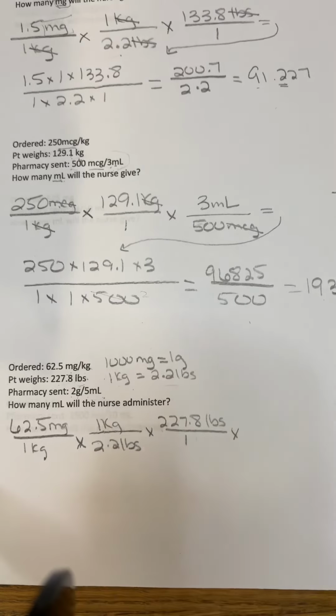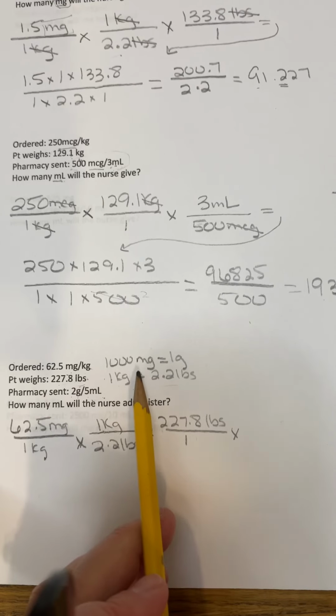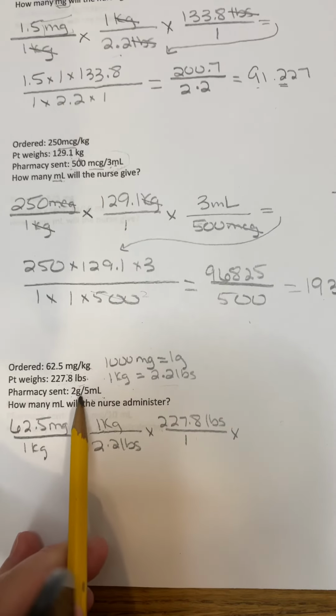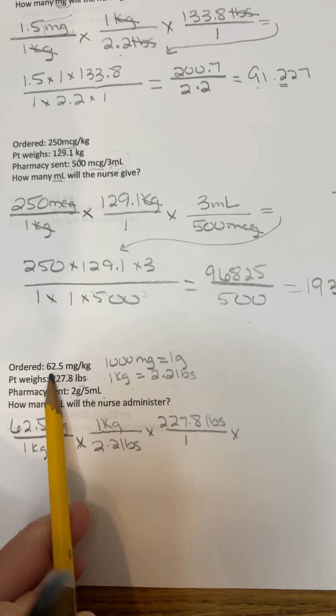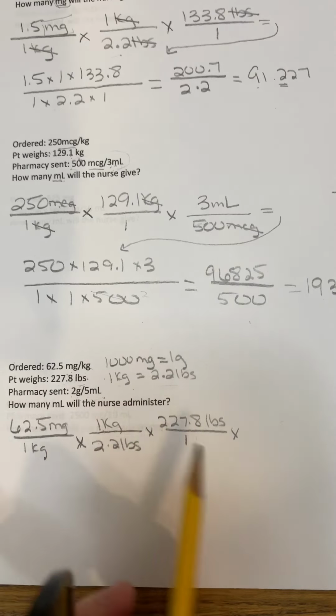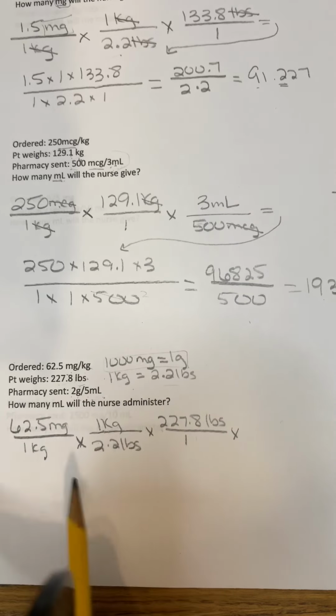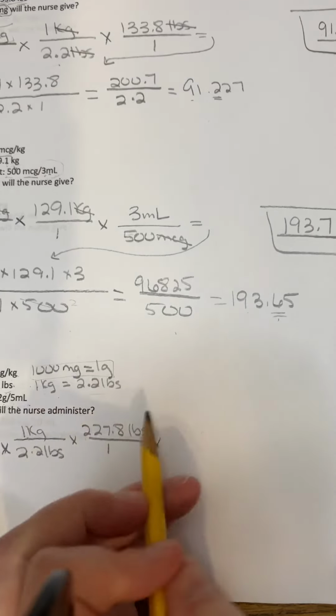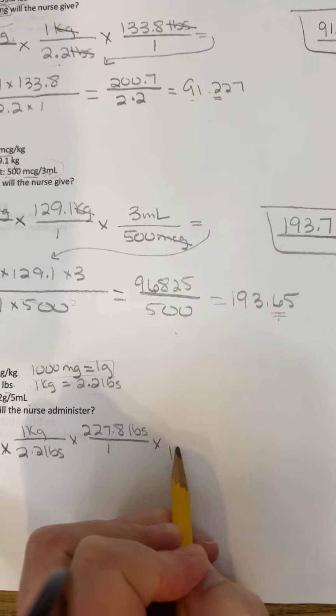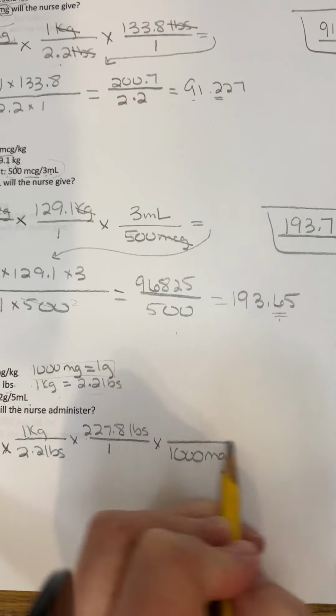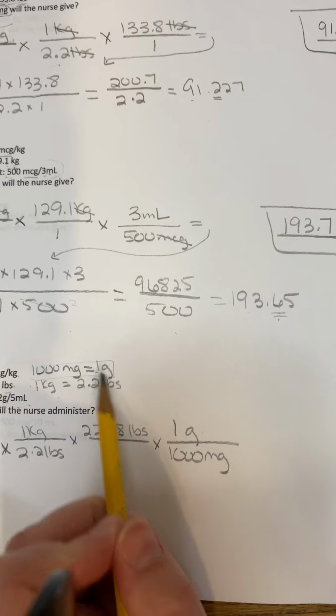Next, we're going to add in my other conversion. Again, this is how I like to do it because I know the pharmacy sent me something that's in grams and my order is in milligrams. So I know I need to get them to equal out the same as well. So I'm going to plug in this one here, and since I have milligrams here and I need to get rid of milligrams, I'm going to put that on the bottom. So I'm going to have 1,000 milligrams equals 1 gram, which is this problem right here.